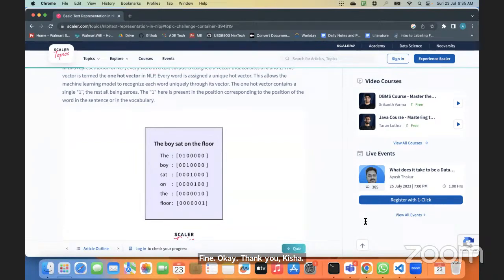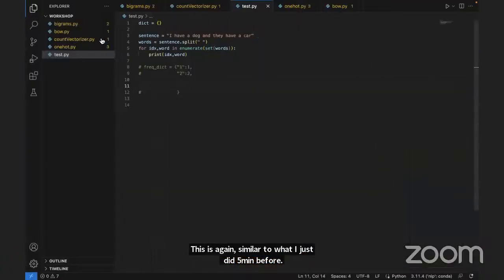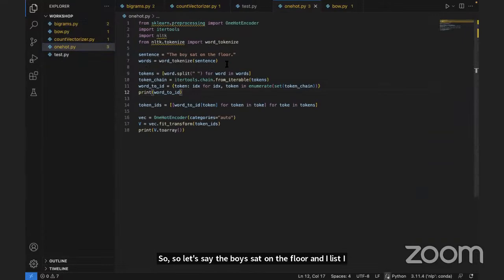Yeah, so this is the most basic form. One hot encoding is the most basic thing that you can do. This is again similar to what I just did 5 minutes before. Let's say the boy sat on the floor, and I'll just run the code for you. I've just copied it. Here you can see the sentence is defined as just the boy sat on the floor. Then we are using the NLTK tokenizer to tokenize the sentence into words, which gives a list of words, right?